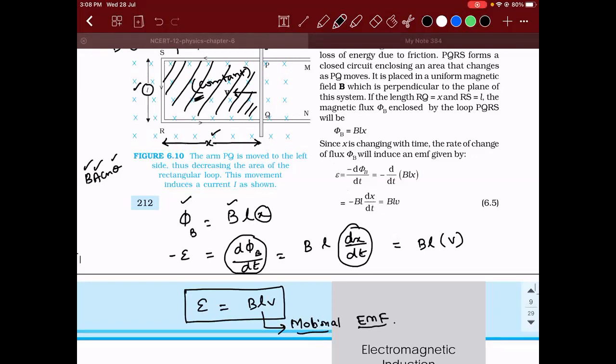What is this motional, sir? Because the conductor is moving. This EMF is getting generated due to the motion of this conductor. That's why it's called motional EMF.